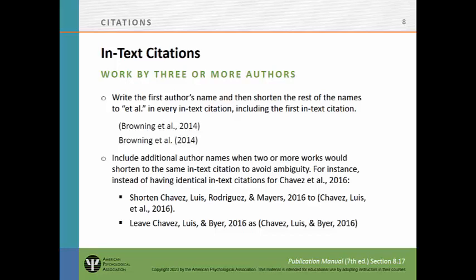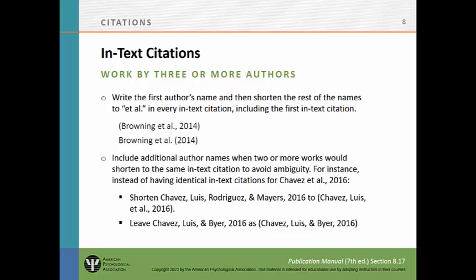But if there's only three authors and the first two would be the same as the other citation, you say Chavez, Luis, and Bayer 2016. You don't do et al. if you're only cutting out one name. You do it for cutting out two or more names. The important thing is that if you do have two citations published the same year with the same first author, you need to distinguish these so that people understand that Chavez, Luis et al. is a different article from Chavez, Luis, and Bayer, even though they're both published in 2016. Doesn't happen a lot, but it can happen occasionally.